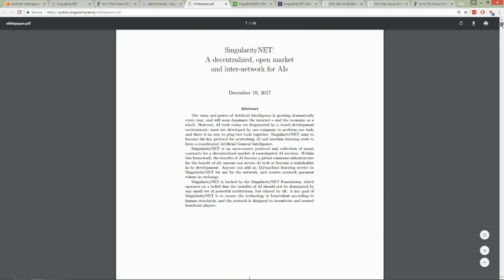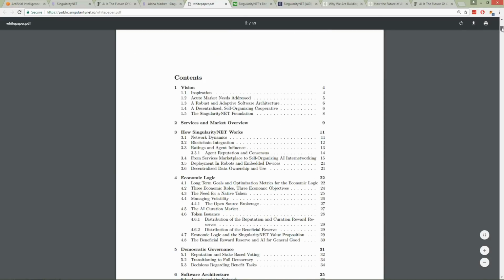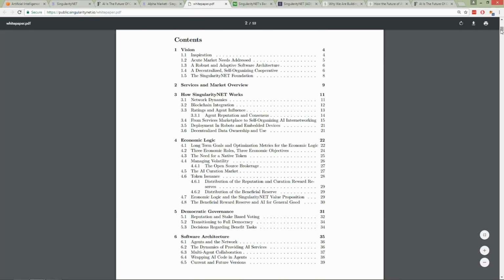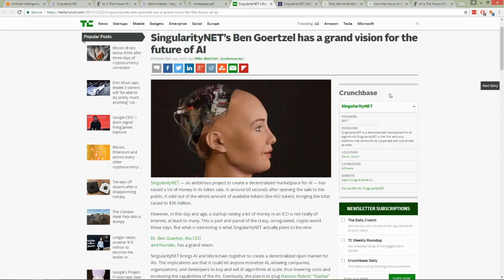So the white paper is ginormous. They have a ton of information here. They outline a lot of what they want to do, so I encourage you, if you're interested in SingularityNet, to definitely go ahead and read it. I'm not going to go over it simply because there's so much information in here that the video would be like 40 minutes. So I encourage you to go read that for yourself. But I want to focus on the vision that the founder has for SingularityNet and the future of AI.